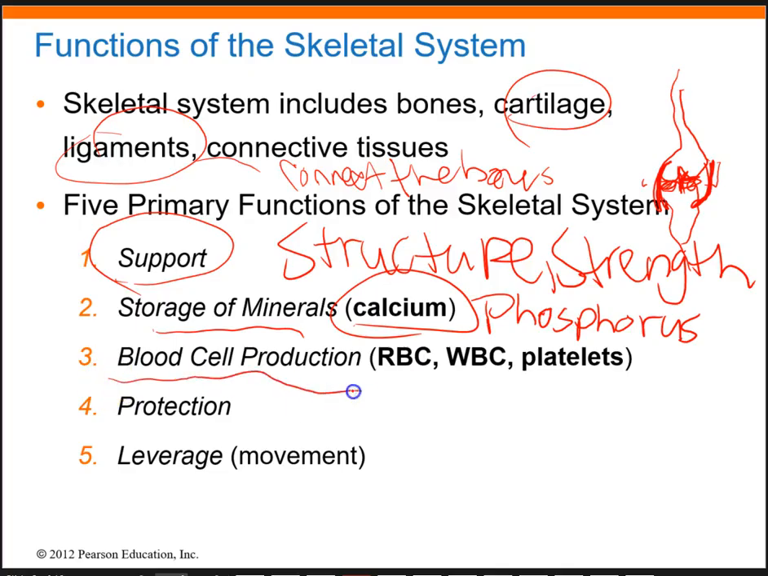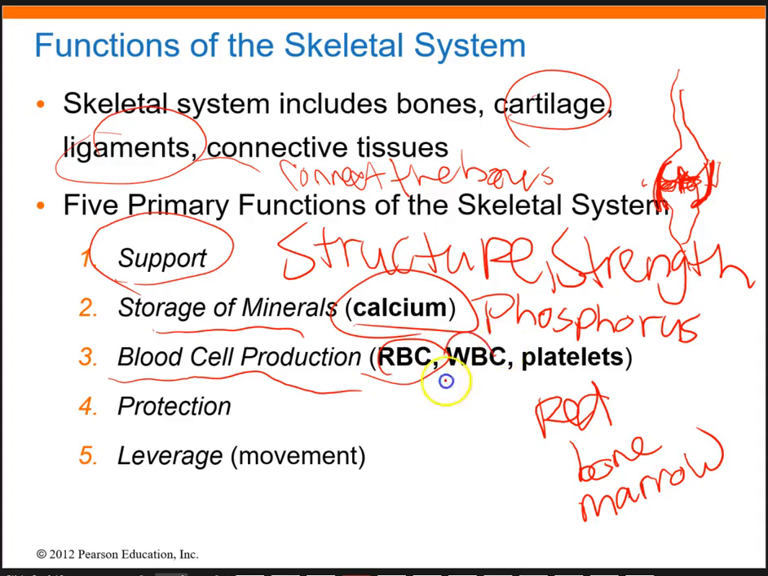Blood cell production occurs in the skeletal system. Inside our bones, we have something called red bone marrow. And red bone marrow is where we make the blood cells, so the cells that travel around in our bloodstream. The blood cells include red blood cells. Those are the things that carry oxygen and carbon dioxide through your bloodstream. White blood cells, these are the things that help to defend your body against infection.